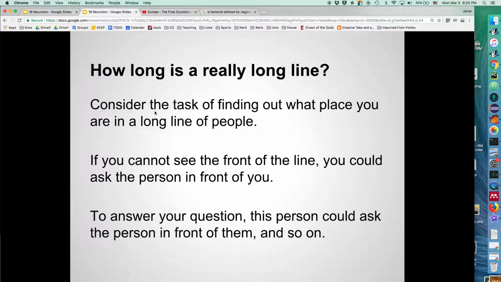You can't even see the front of the line, but you'd like to know how long the line is. Now, you don't want to jump out of line and go try to count because then maybe people won't let you back into your spot in line. So what can you do?